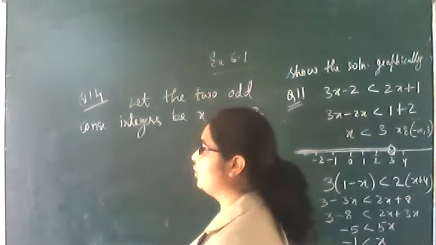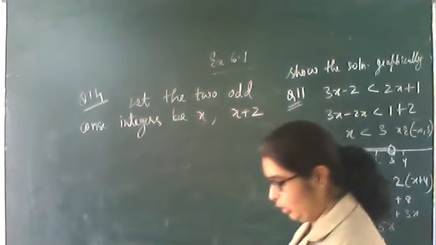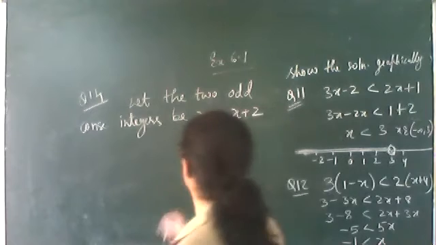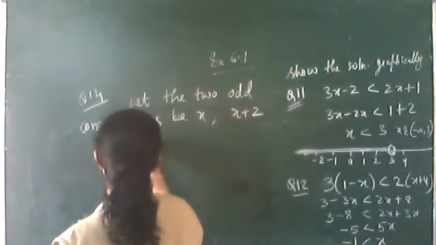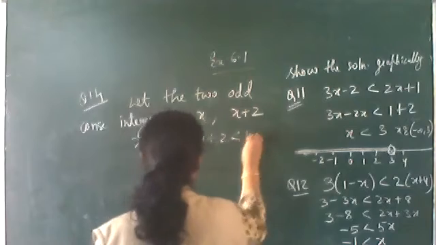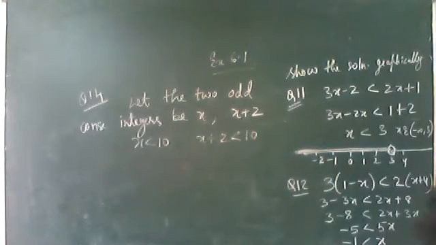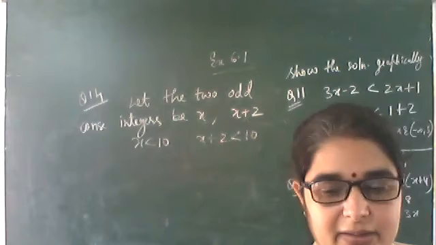Now according to the question, they are saying both of which are smaller than 10. Both of which are smaller than 10 means x is less than 10 and x plus 2 is also less than 10.